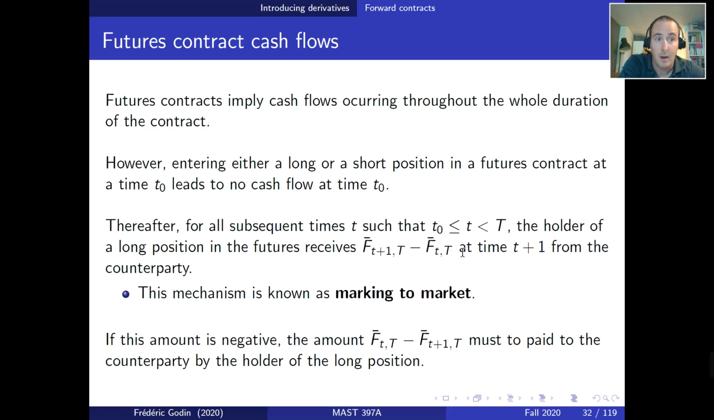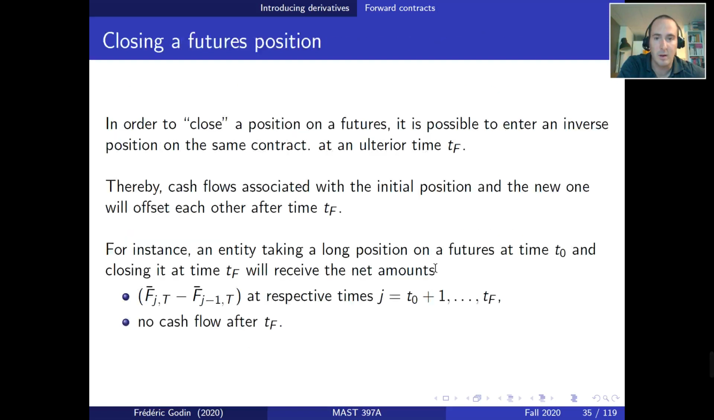Furthermore, at the maturity date of the futures contract, if there's a physical settlement, the underlying asset is exchanged for the final futures price F bar TT. So these were the cash flows of the futures contract, which we defined last time, but we took these futures prices as something given to explain the cash flows. Now we're going to try to determine how this futures price is determined in practice.